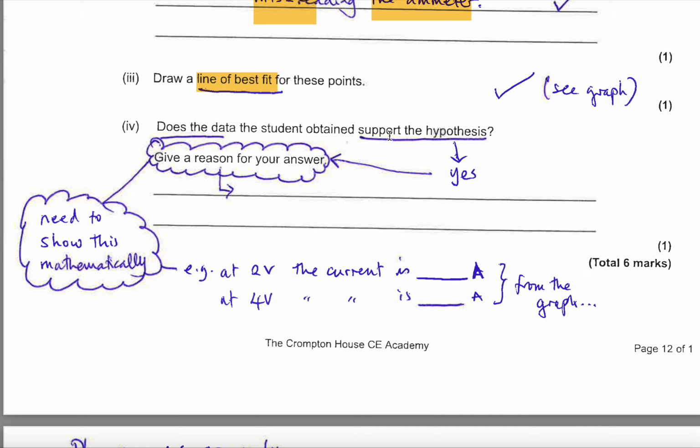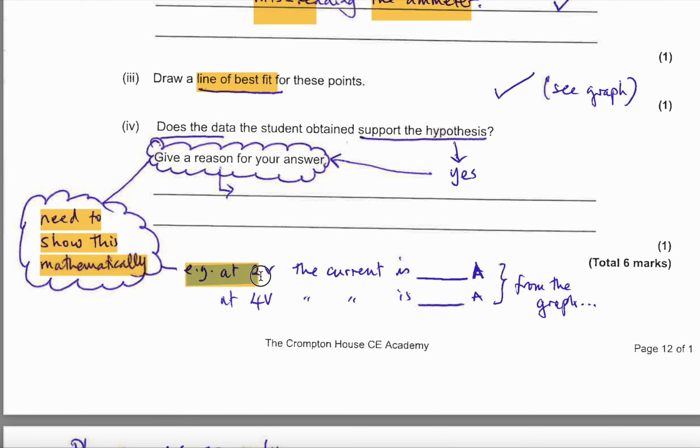And then it says, does the data the student obtained support the hypothesis? Well, you would say yes, it does support the hypothesis, but you won't get 1 mark for just saying yes. You've got to give a reason for your answer. So what's the reason? You need to show this mathematically using the data from your graph.